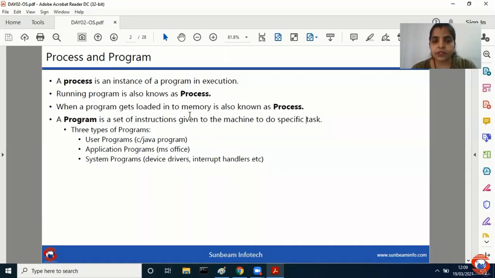A program is a set of instructions given to the machine to do some specific task. There are 3 types of programs. One is user programs, which I explained in the last class. Any C file, any Java file, any Word document, any PDF file, any file that you create is nothing but a user program. When you use different applications, those are called application programs, so that you can write your programs and perform operations. Then you have system programs, maybe device drivers, interrupt handlers, etc. You have compilers, interpreters, drivers, and so on. All these are called system programs. There are basically 3 types of programs that we have seen in the last class.